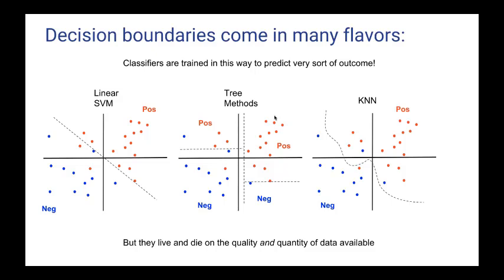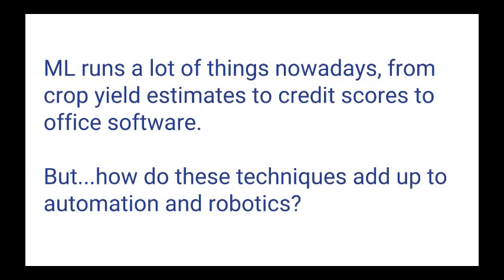And this is why the topic has exploded so dramatically, because it can answer questions like we have experts where there are no experts. And it's one of the only things that can do that. So because of that, it runs a bunch of stuff nowadays. People use neural nets, which we'll get into in a sec, for crop yield estimates. People figure out your credit score this way. There's a bunch of office software and software as a service offerings that are all run on this. But all I've really done so far is say I have a system that can predict.